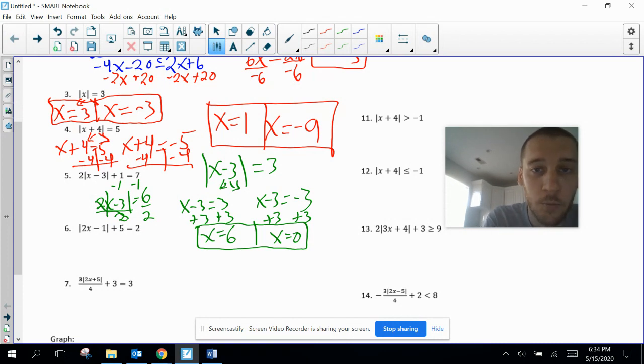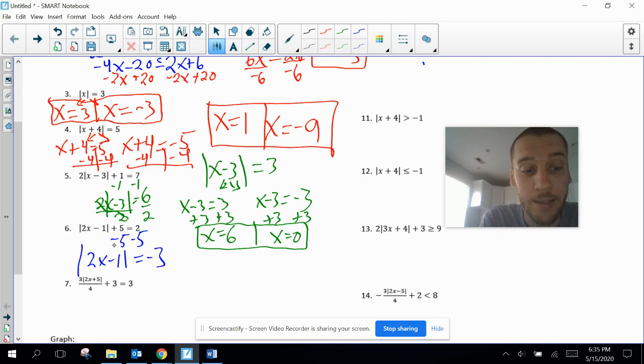Okay, number 6. This is one of the trick problems. It might not look like it at first, but we have to get the absolute value by itself. So when we subtract 5 on both sides, we get the absolute value of 2x minus 1 equals -3. You have to think about it. This makes it positive no matter what. Everything that goes in here becomes positive.